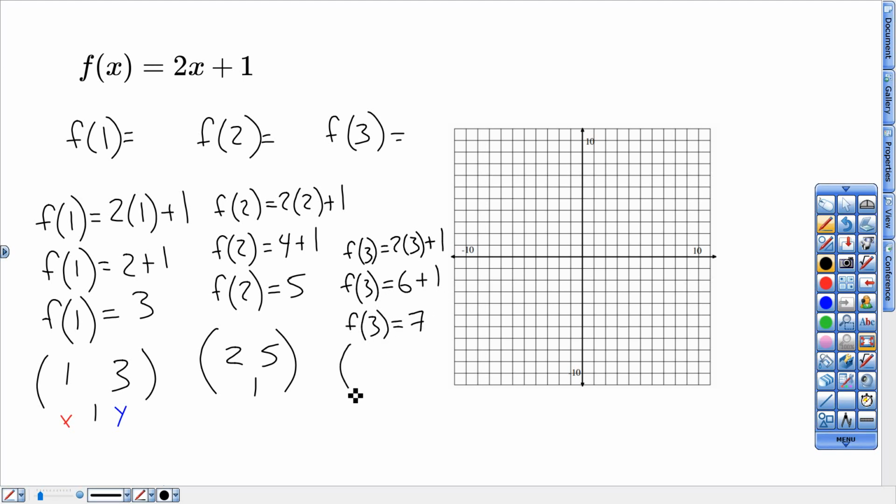Remember, these are coordinates. And if you plot them the same way you would a regular coordinate, this f of x is really the y coordinate. So 1, 3, again, x and y, 1, 3 would be right here over 1 up 3, over 2 up 5, and over 3 up 7. All of those points are on the same line.